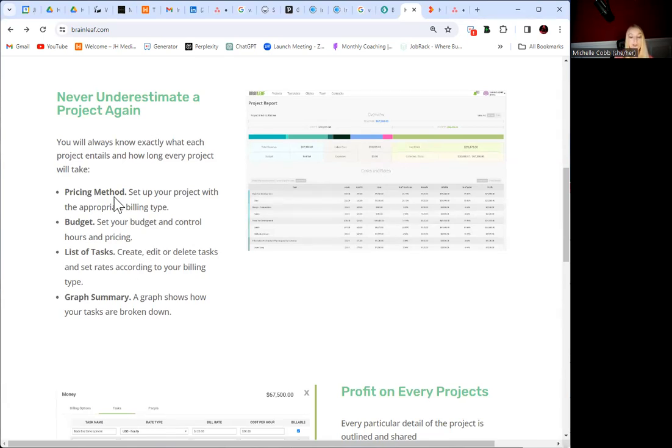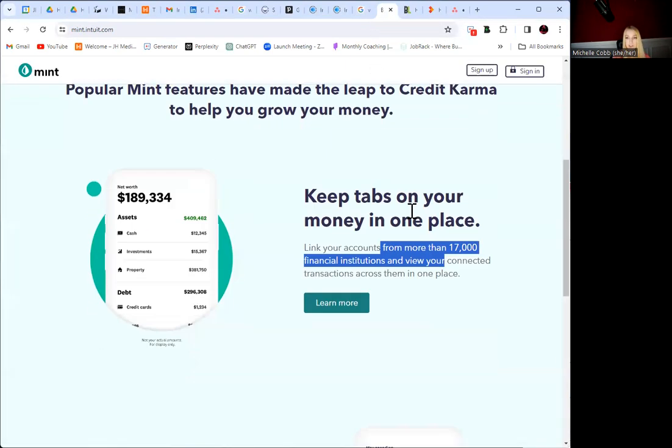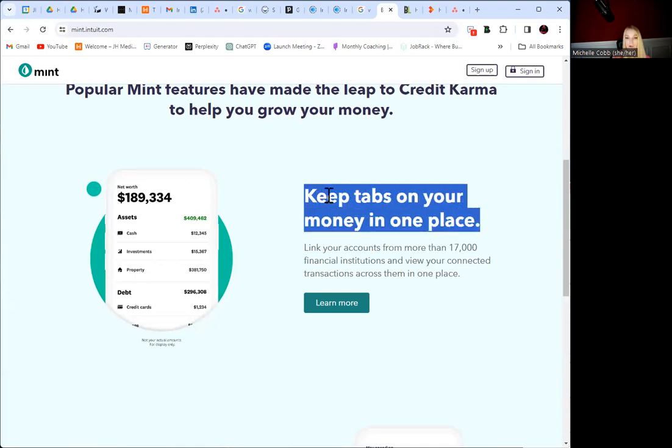And sometimes some of these bullets are not at an ideal level of detail, considering where we are on the homepage. So I'll show you an example of what I would like to see happen here for Brainleaf. So this is Mint's website. So they have their benefit statements here. So keep tabs on your money in one place.